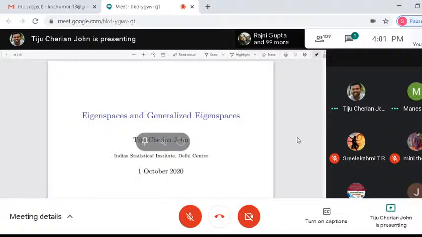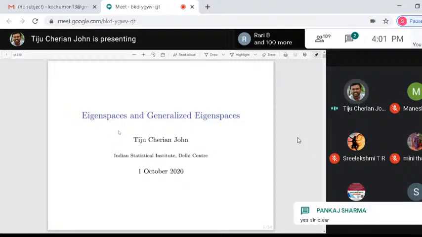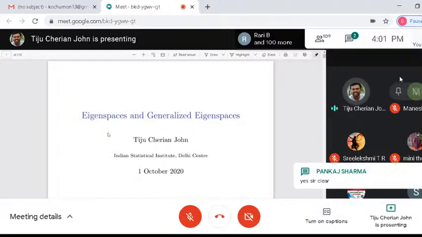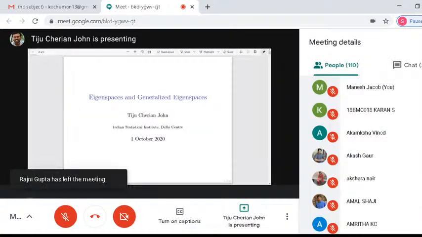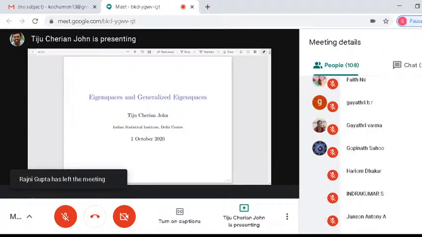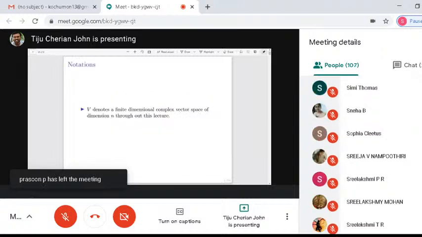Yes, it is. So today's talk, as you can see, is about eigenspaces and generalized eigenspaces. So without much introduction, I will start. I am very grateful to Marthoma College for providing me good education initially and then inviting me for this program. So let us start. This is a continuation of the lecture series which has been running for the past few days.